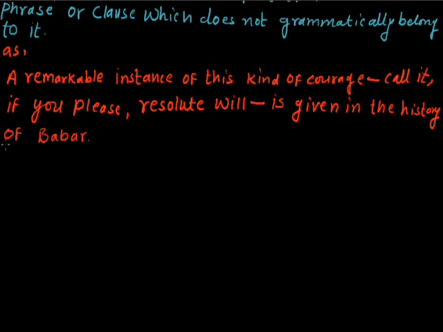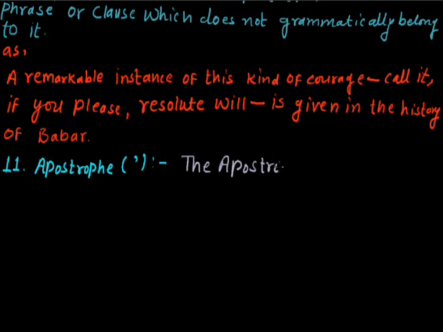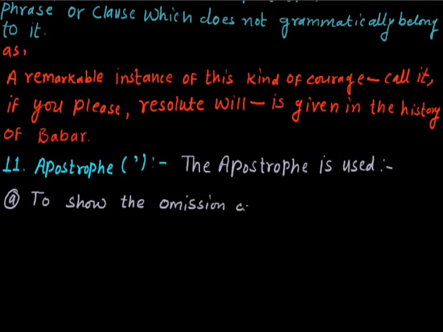Okay, now the next punctuation mark is the apostrophe. We all must be aware of what an apostrophe is. The apostrophe is used to show the omission of a letter or letters. Such as we omit O in don't, and we use the apostrophe to show the omission of O in the spelling don't.